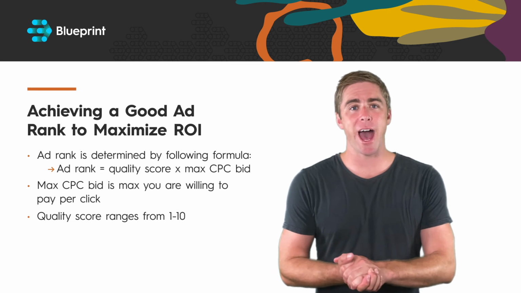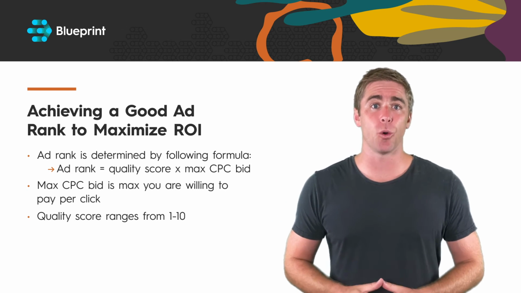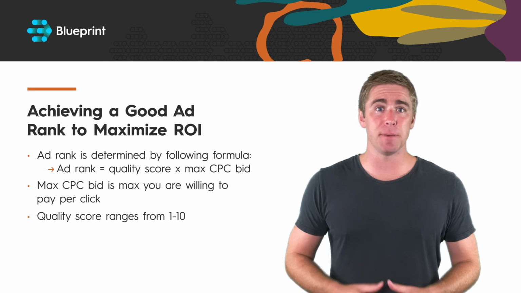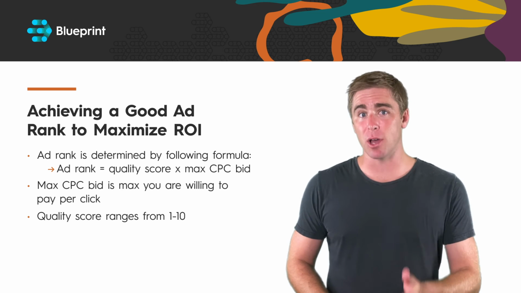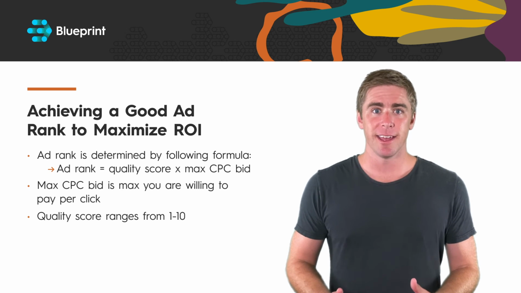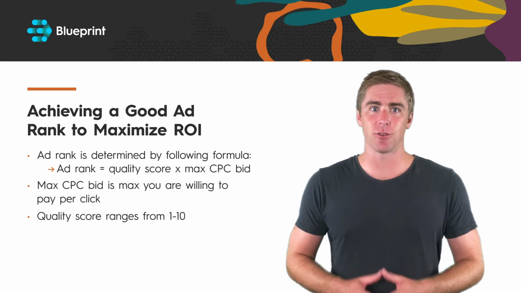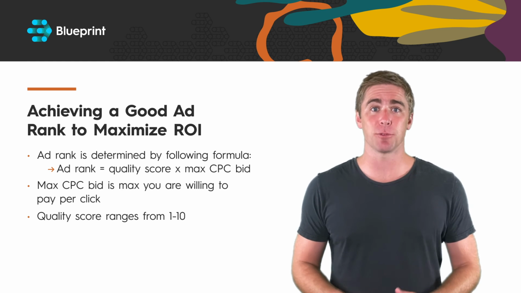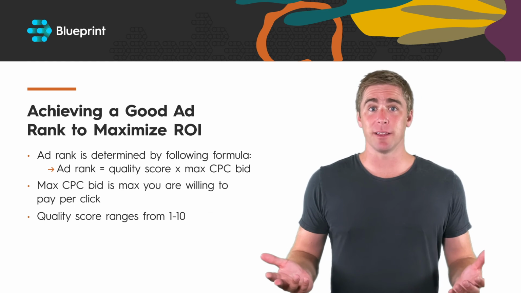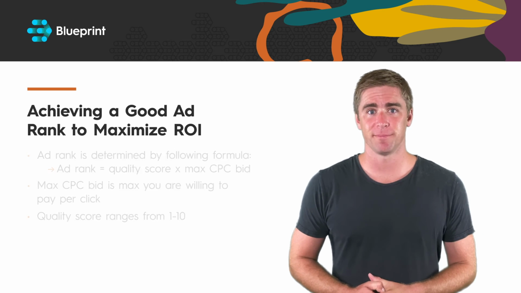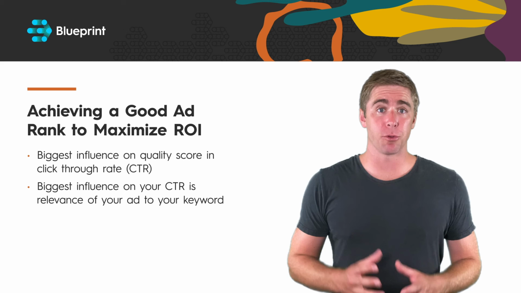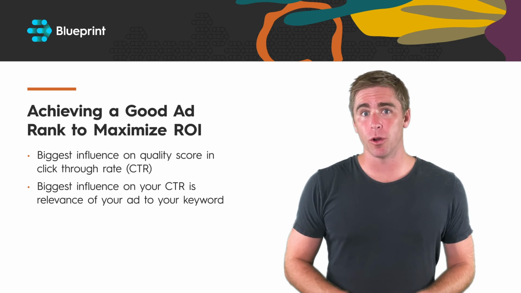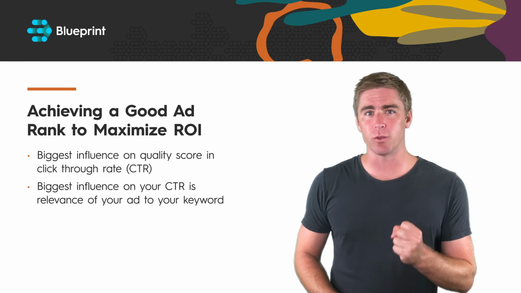The formula for ad rank is determined by the quality score times your max CPC bid. When Google multiplies your quality score by the maximum cost per click that you're willing to bid, you end up getting ranked higher than your competitors and paying less on a cost per click basis. And that's ultimately what you're trying to achieve. The biggest influence on quality score is your click-through rate, which is why you want your keyword to message match to be so tight.